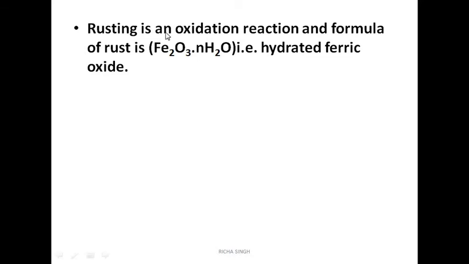Here rusting is an oxidation process and the chemical formula of rust is Fe2O3.nH2O. In some books you can see, in place of n, it is xH2O. That is, it is hydrated ferric oxide. Here we are using n or x because the number of water molecules associated with a molecule of Fe2O3 is not fixed.